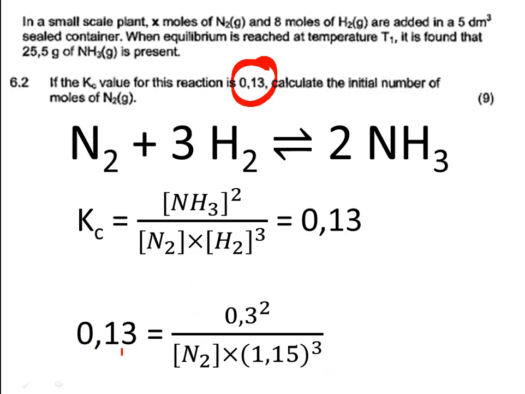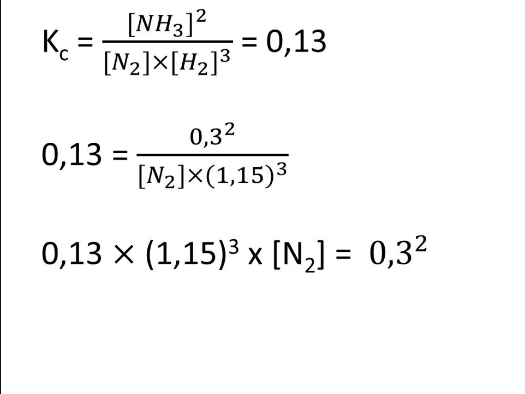Right, so how are we going to get the concentration of nitrogen on its own? Maybe the easiest way to do this is to realize that this is also a fraction, 0,13 over 1, and then to cross multiply. So that gives us on the right-hand side 1 multiplied by 0,3 squared, and it gives us on the left-hand side 0,13 multiplied by the concentration of nitrogen multiplied by 1,15 cubed. So that's what I have written here.